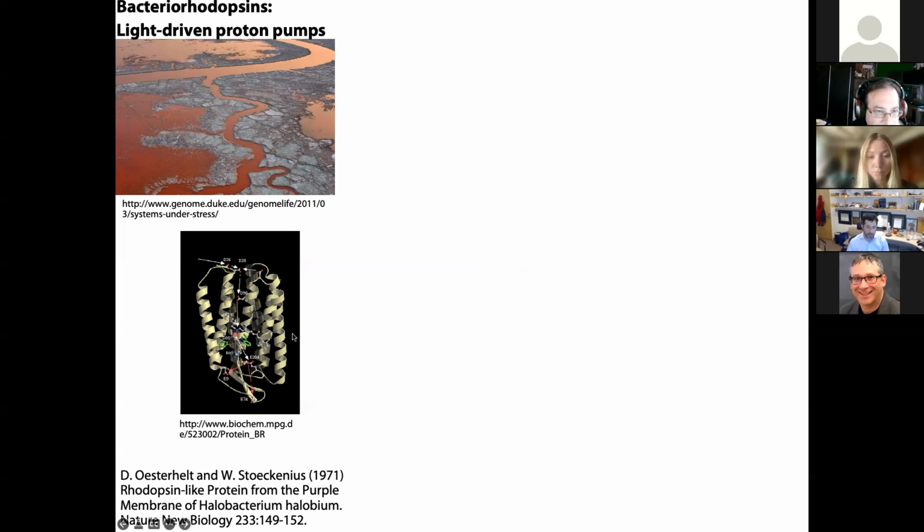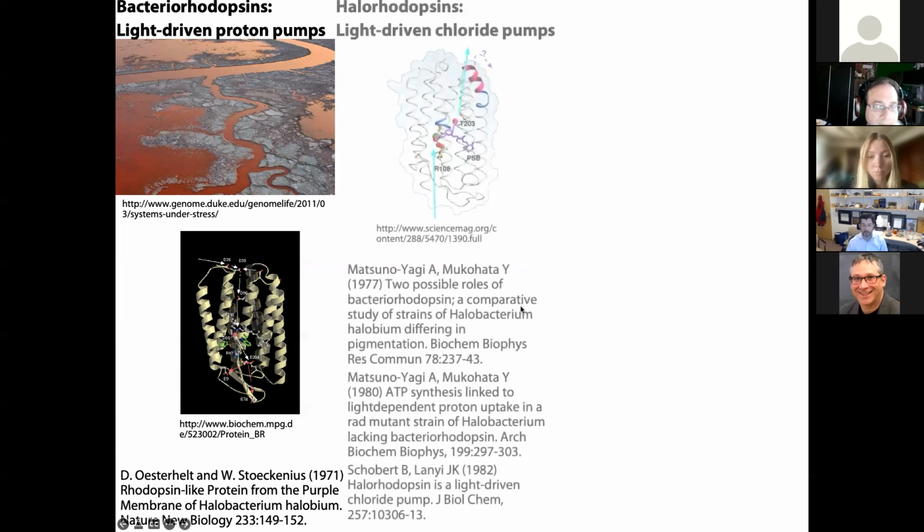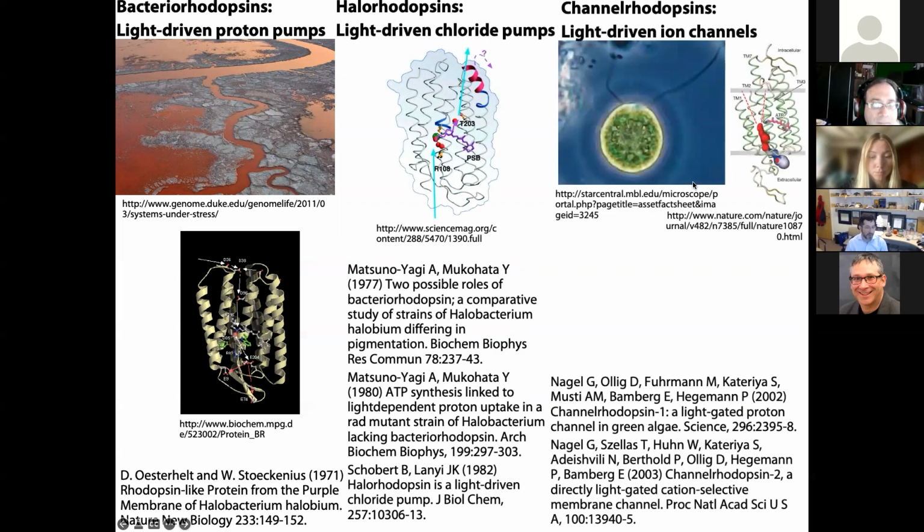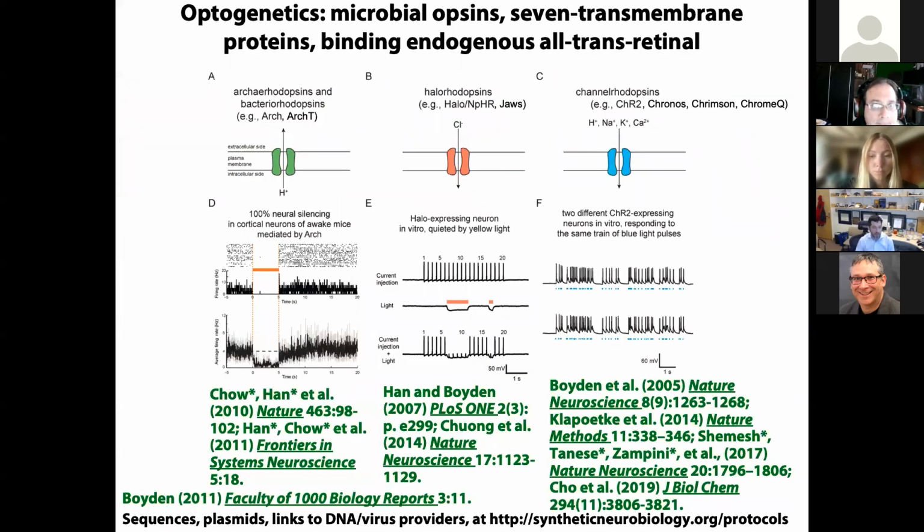So the first to be found was a light-driven proton pump. Later, people found light-driven chloride pumps. And later, people found light-driven ion channels. And just to catch people up to the present day, what we and our group members and alumni and collaborators and so forth have found is that basically all of these families of molecules can yield molecules that are safe, fast, and effective for controlling neural activity. Express the gene in a neuron, shine light, and you can turn neurons on or off.